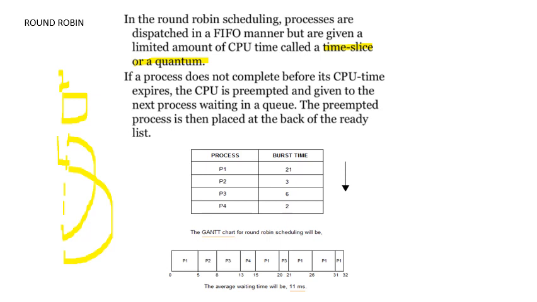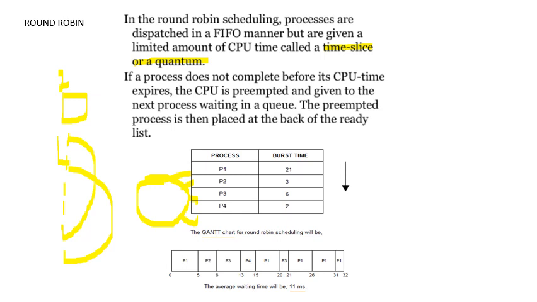Coming to the example, how many processes are there? Four processes are there, and they take burst times like this: process P1 wants 21 milliseconds, P2 wants 3 milliseconds, P3 wants 6 milliseconds, and P4 wants 2 milliseconds. All the processes have arrived and are waiting in the ready queue.